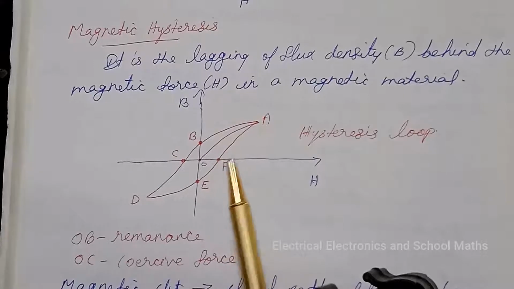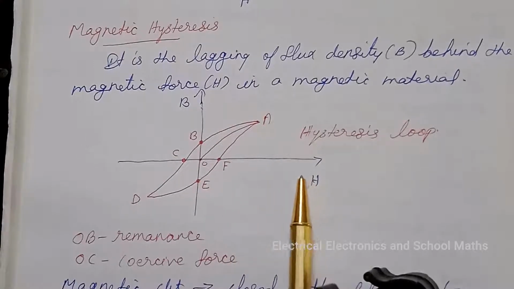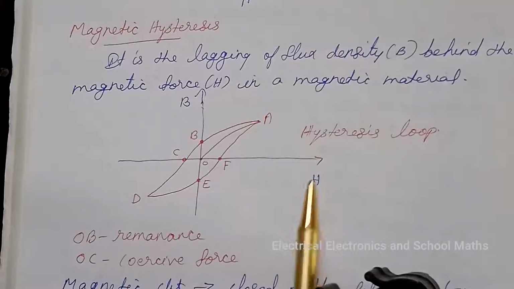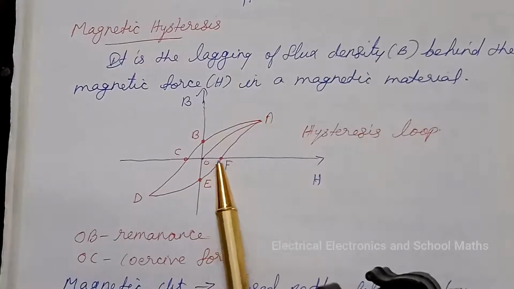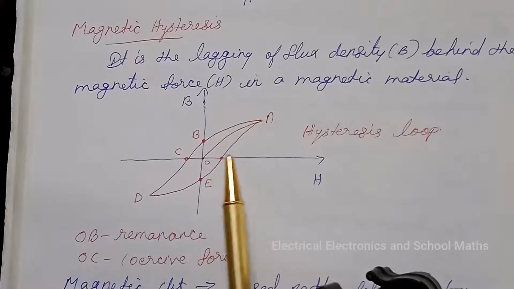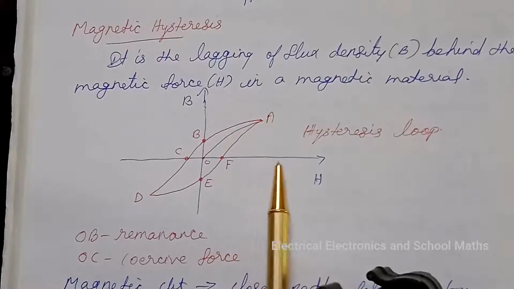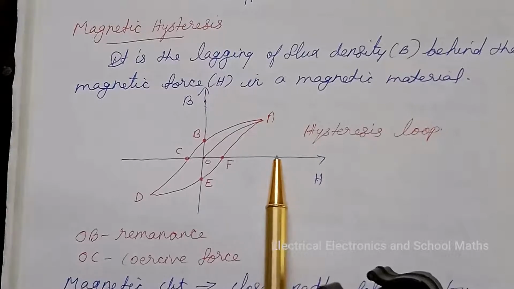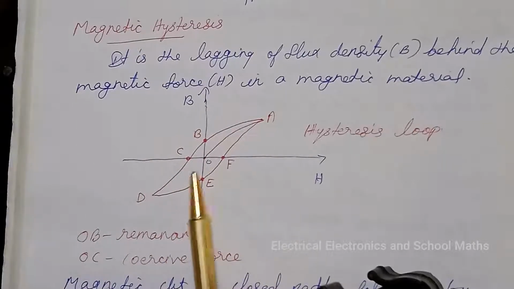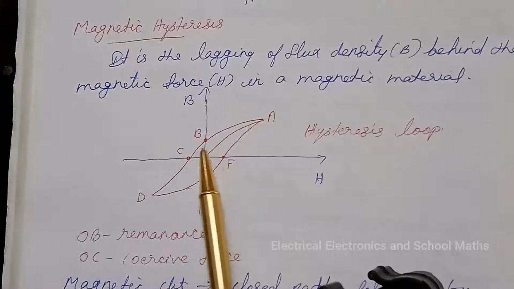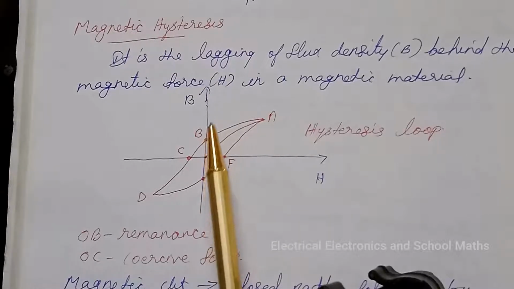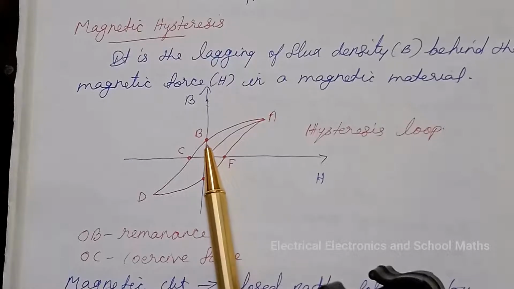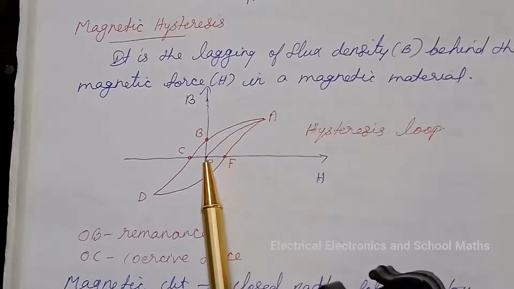Let a magnetizing force H be applied to an unmagnetized bar of iron. Let the magnetizing force H be increased from 0 to a certain maximum value and then gradually reduced to 0 again. The curve OAB is obtained. At the point B, the magnetizing force H becomes 0.